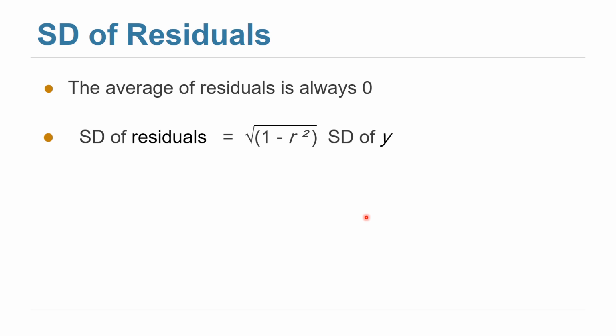Now what remains is to look into the standard deviation of the residuals. So we saw that the average of the residuals is always 0. How about the standard deviation of the residuals? One property of linear regression is that the standard deviation of the residuals is the square root of 1 minus r squared times the standard deviation of the observed values. Let's see if that will be the case for any data set and how we can interpret that relationship.